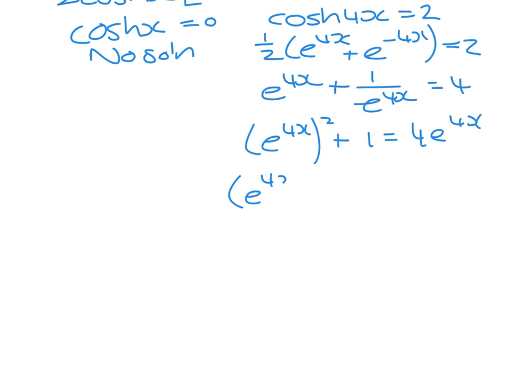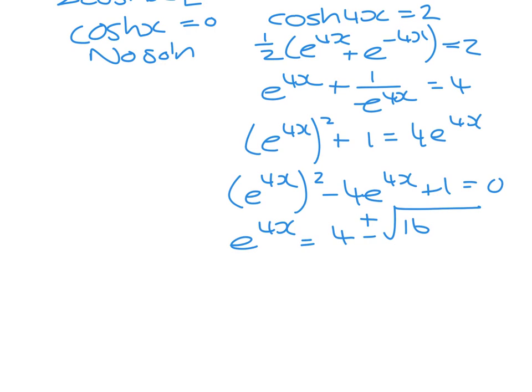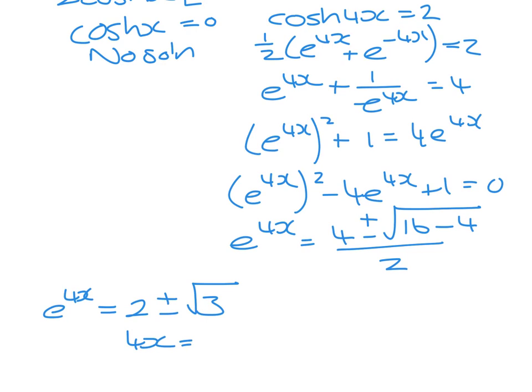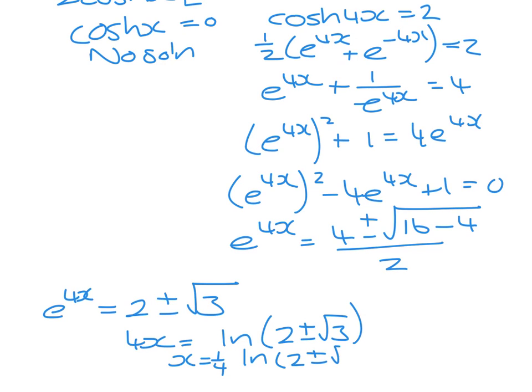We have a quadratic in terms of e to the 4x, and we're going to use the quadratic formula. So e to the 4x equals minus b plus or minus the square root of b squared minus 4ac all over 2. So e to the 4x equals 2 plus or minus the square root of 3, which means that 4x equals the natural log of (2 plus or minus root 3). So x equals 1/4 the natural log of (2 plus or minus root 3).